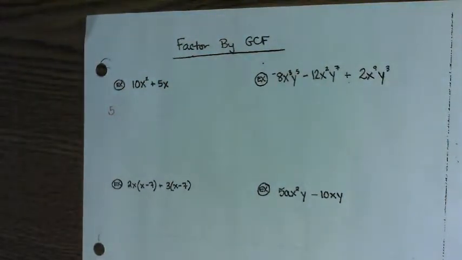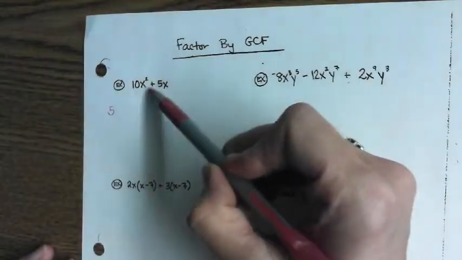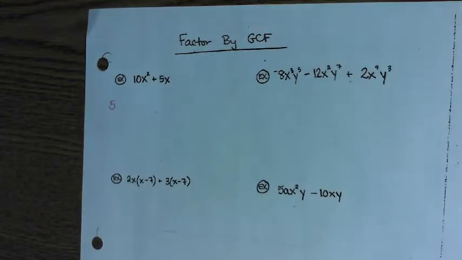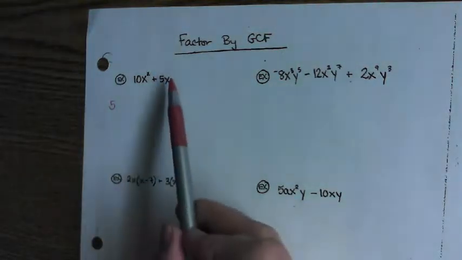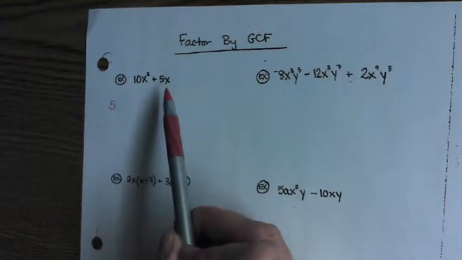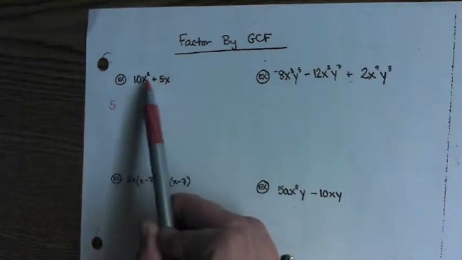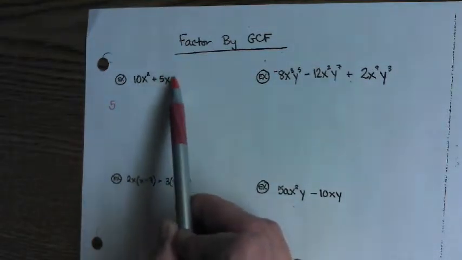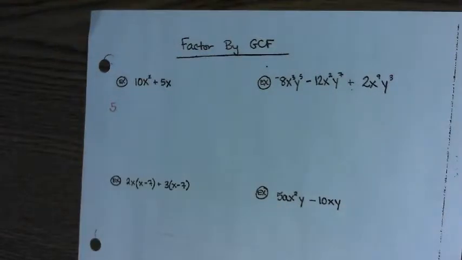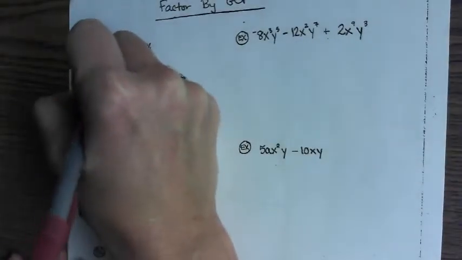And then you also want to look at your variables. You have an x squared and an x. So how many x's can I take out? Just one, right? I can't take out 2 because this doesn't have 2 to give. I really can only take out whatever the smaller exponent is, a 2 versus a 1. I can only take out the smaller amount. So x to the first power.